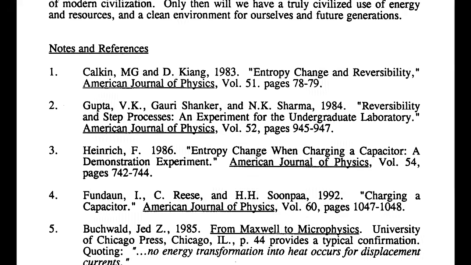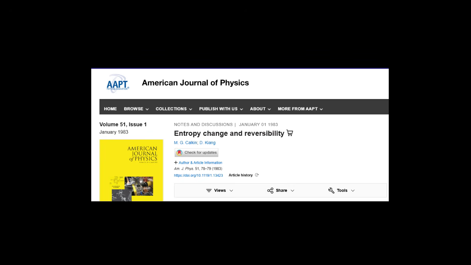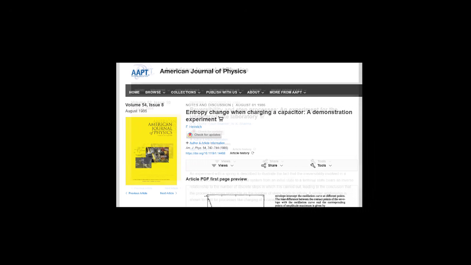Kalkin, M.G., and D. Kiang, 1983. Entropy, Change, and Reversibility, American Journal of Physics, Volume 51, pages 78 to 79. Gupta, V.K., Gaurishankar, and N.K. Sharma, 1984. Reversibility and Step Processes, An Experiment for the Undergraduate Laboratory, American Journal of Physics, Volume 52, pages 945 to 947. Heinrich F., 1986. Entropy Change When Charging a Capacitor, a Demonstration Experiment, American Journal of Physics, Volume 54, pages 742 to 744.